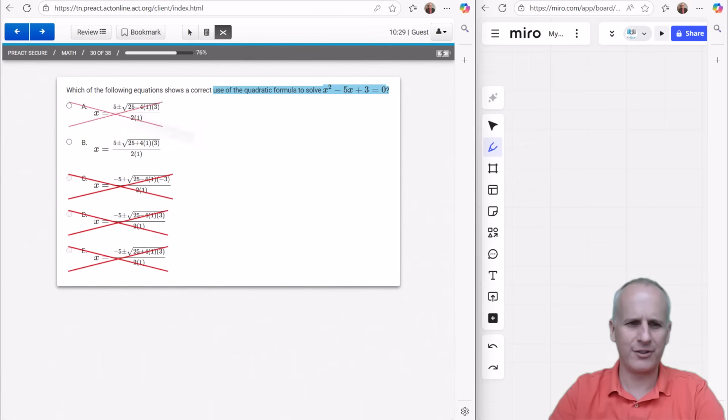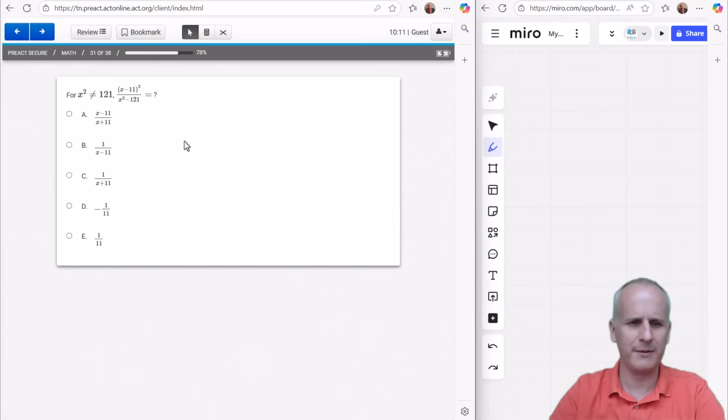Then I've got to make sure that I've got my negative 5 squared, which of course is going to be 25, and then we've got minus 4ac, so it's going to be minus 4 times 1 times 3, which is going to leave us with our correct answer of A, and we just have to be careful working through this problem using the quadratic formula.